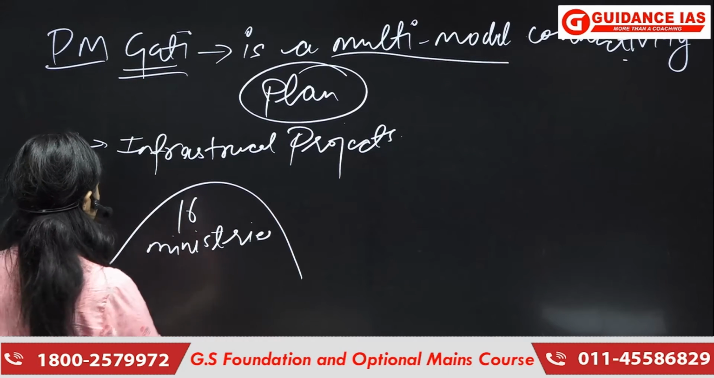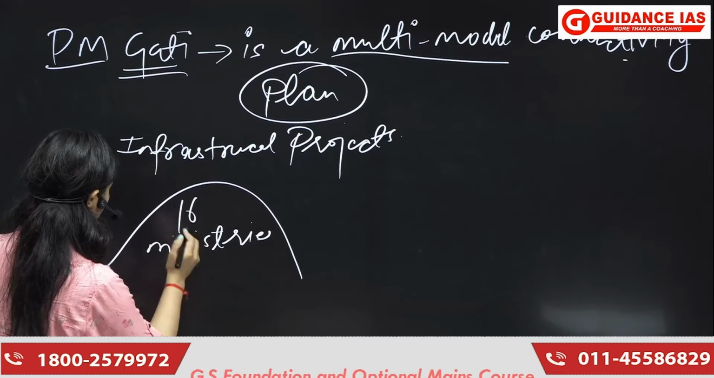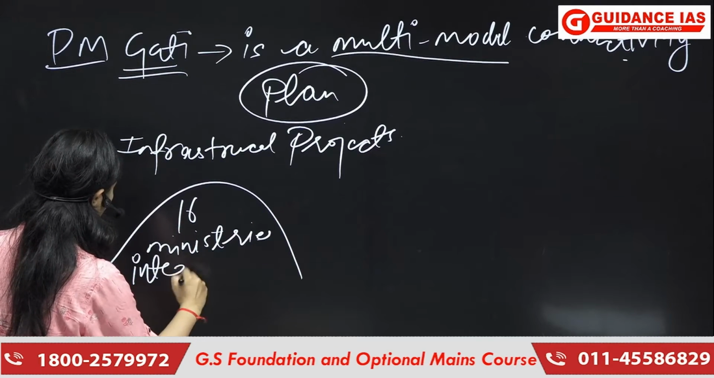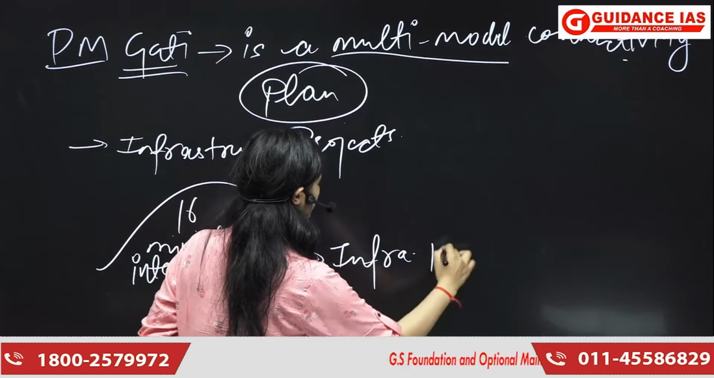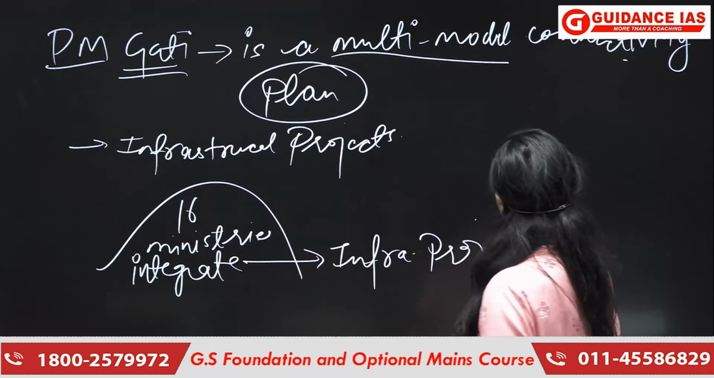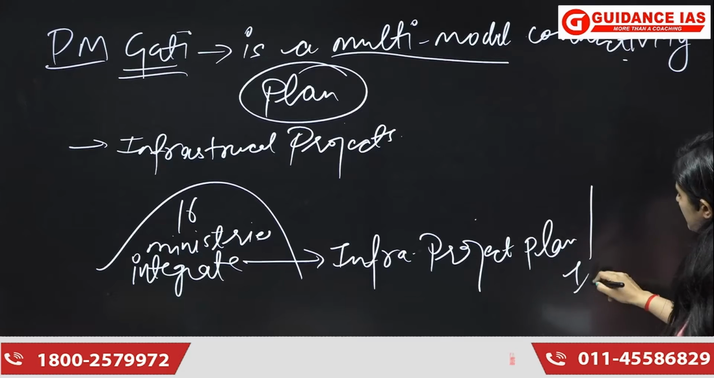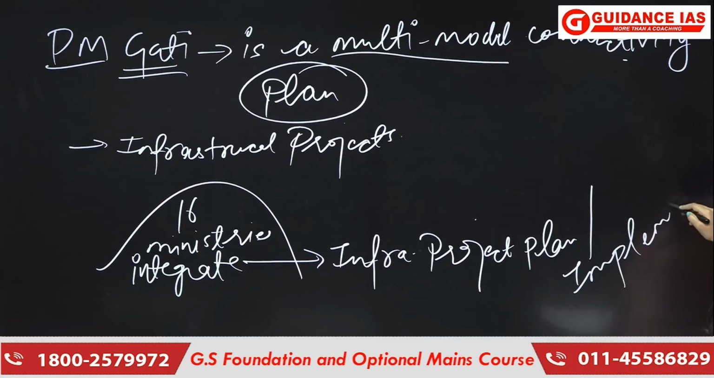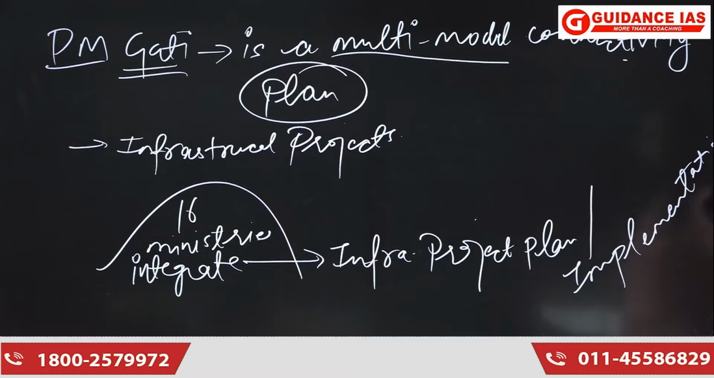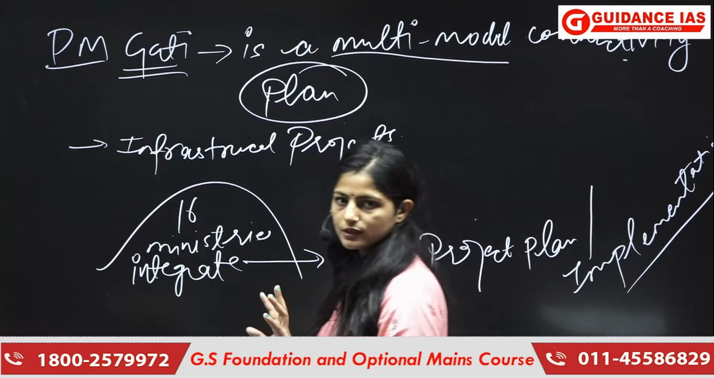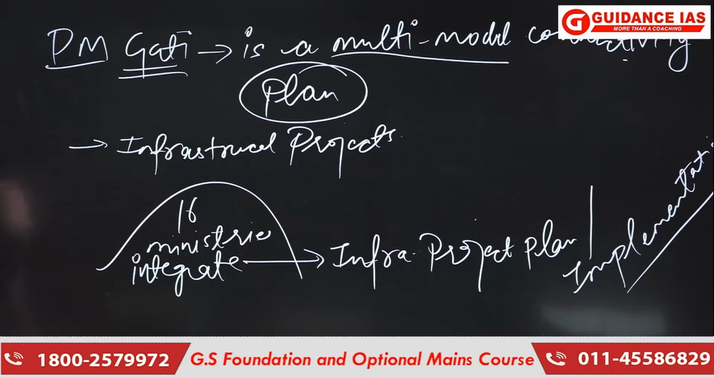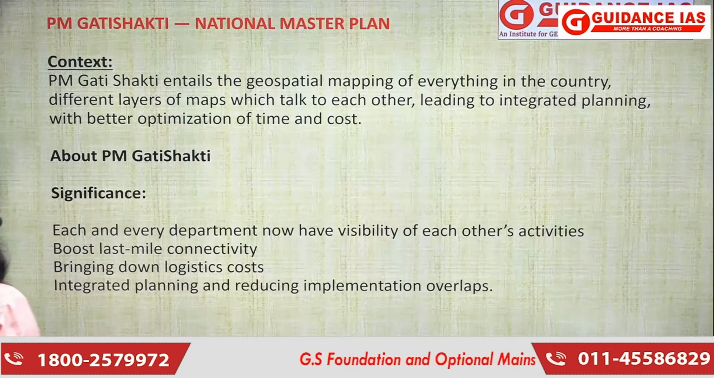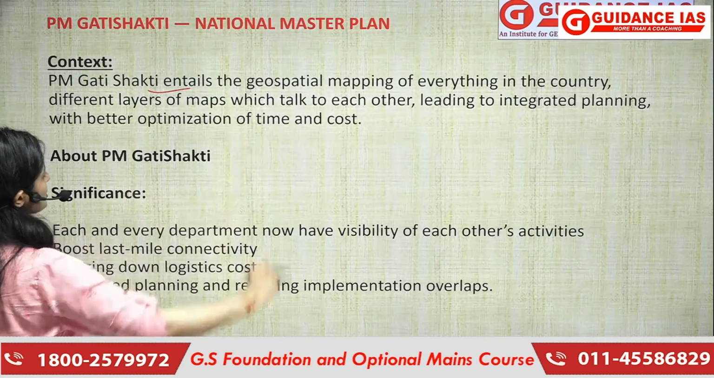ठीक है? So this is an umbrella scheme. 16 ministries को ये साथ में लेके आएगा, integrate करेगा, so that what can happen? Infrastructural projects जो हैं उनकी planning, उनका implementation can be done on time and properly, and definitely it will be really helpful for our economy if our infrastructure value will increase, right?